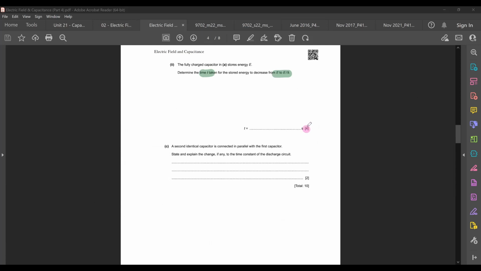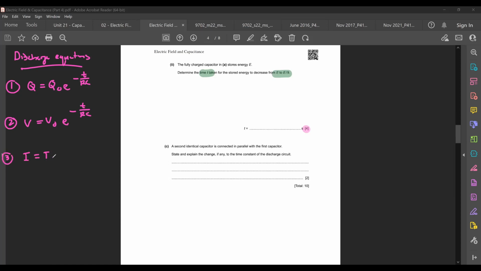It's actually 4 marks. Now, just now, when we were talking about your discharge equations, let's just rewrite them here. For your capacitor, number one, you had Q equals Q naught exponential negative t over RC. Number two, you have V equals V naught exponential negative t over RC. And the last one is I equals I naught exponential negative t over RC.